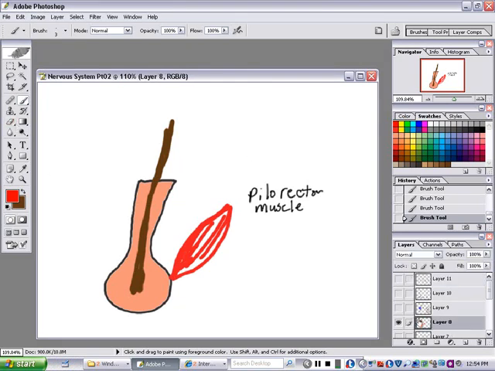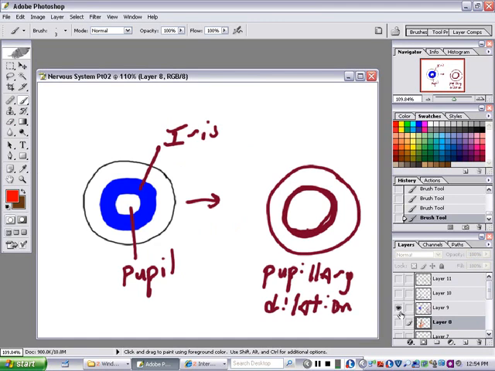So I'm going to just number them. Just a little review. Why do you want your pilorectal muscle to contract? So your hair can stand up. Why? Makes you look bigger so you can scare the dog away, hopefully. Okay?